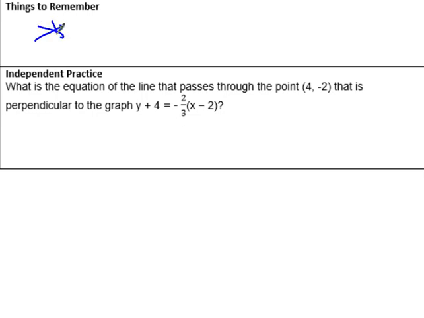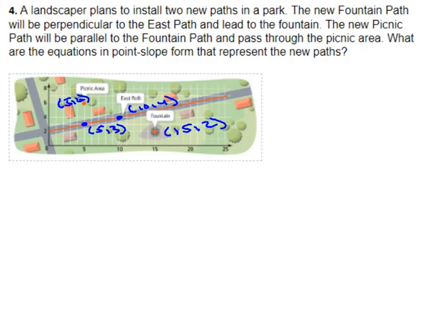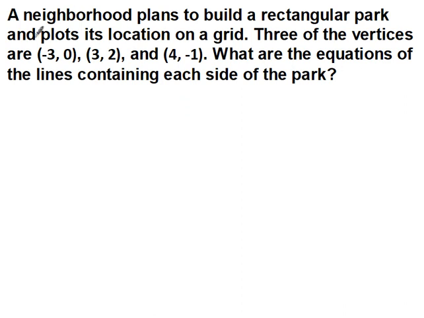Things to remember: parallel lines have the same slope. So parallel lines have the same slope. Perpendicular, opposite reciprocal. So perpendicular would be 1/2, would be -2. Or you could do another example. Okay, so 2 independent practice problems. This one and this one right here. We'll actually do this one as a warm-up in class together.